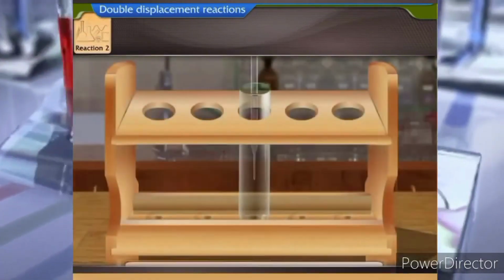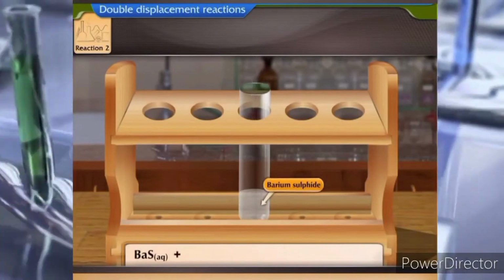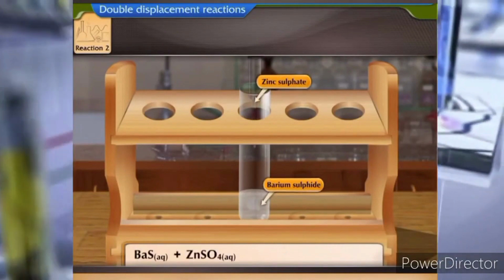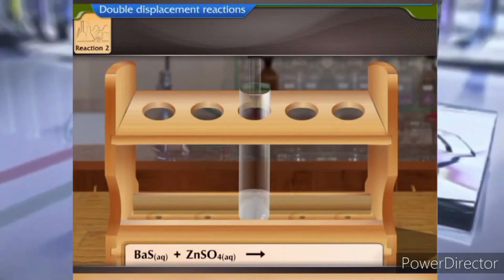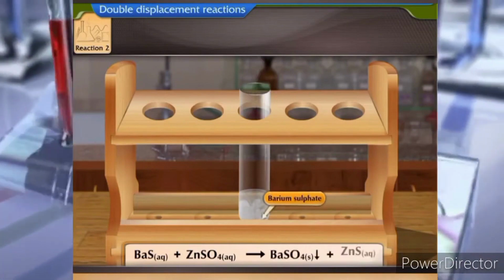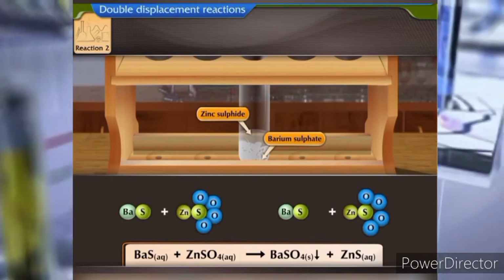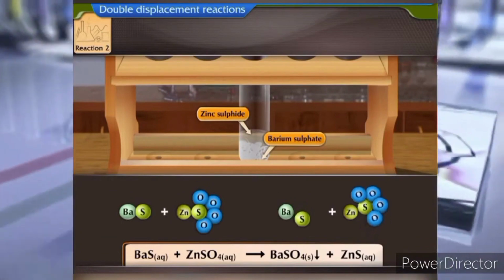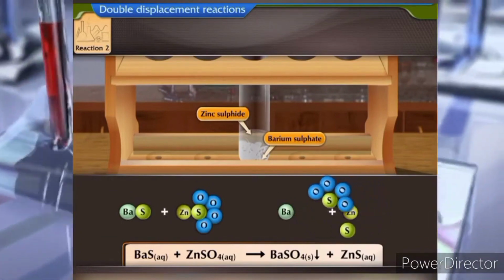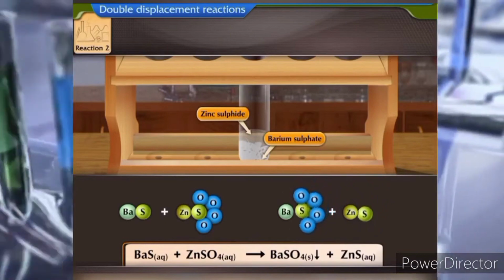Reaction 2. Barium sulfide reacts with zinc sulfate to form a white precipitate of barium sulfate and zinc sulfide. The sulfide ion and the sulfate ion exchange places to form insoluble barium sulfate.